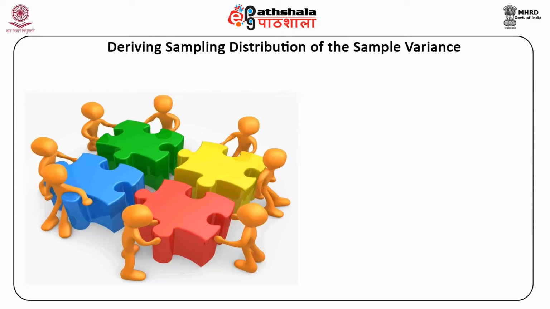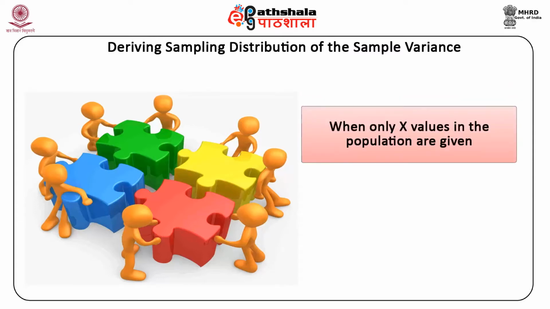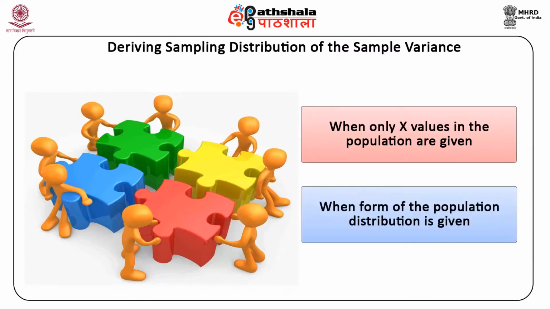To understand the derivation of sampling distribution of variance, we take two examples. Firstly, when we are given a few x values in the population, and secondly, when the form of the population distribution is given. The same two examples were also considered in one of the earlier modules to explain derivation of sampling distribution of sample mean.